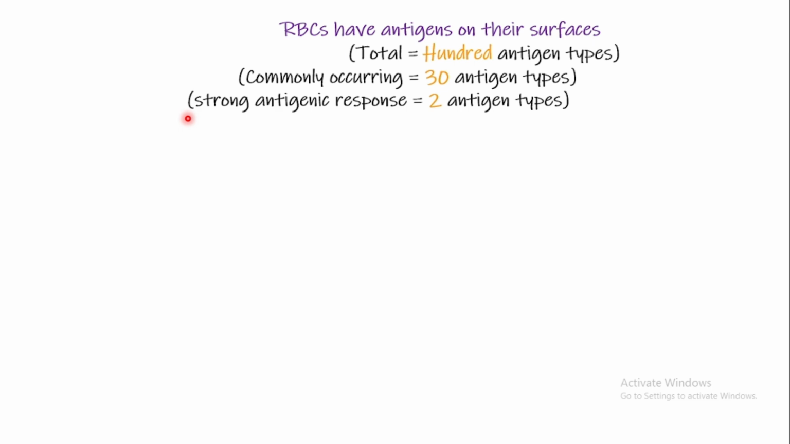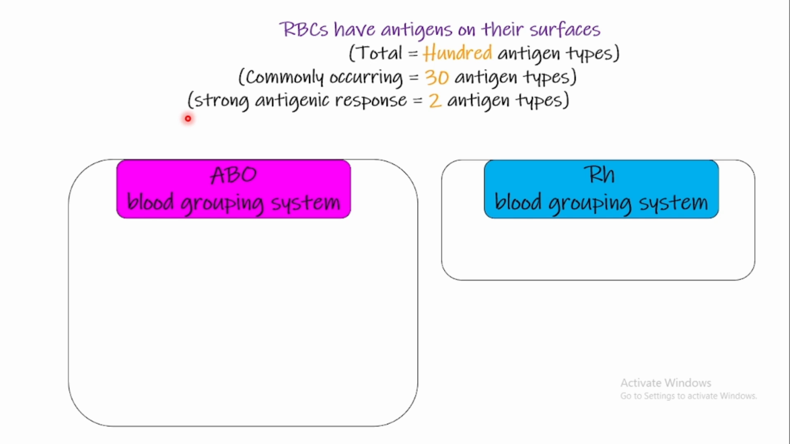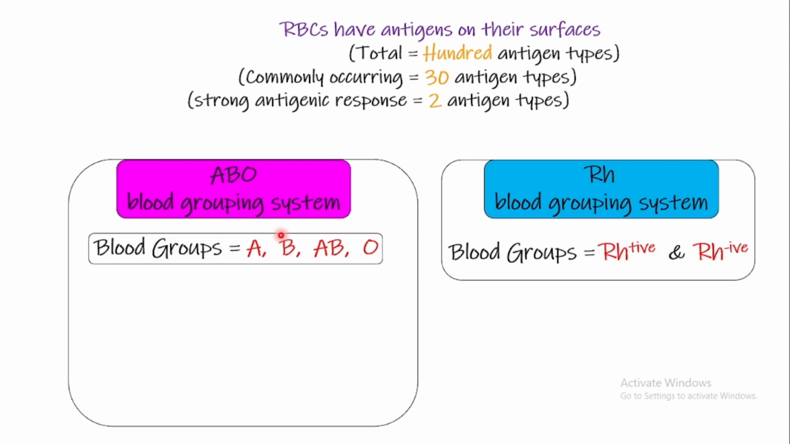So what are these two types of antigens? They give rise to two blood group systems. One is the ABO blood group system and the other is the RH blood group system. In the ABO system, we have blood groups A, B, AB, and O. Whereas in the RH system, we have blood groups RH positive and RH negative. These are the two types of antigens which have a strong antigenic response and are present on our red blood cells.